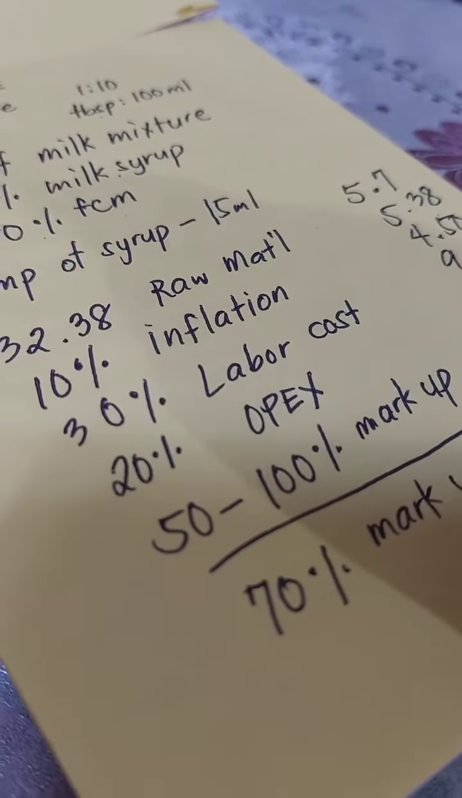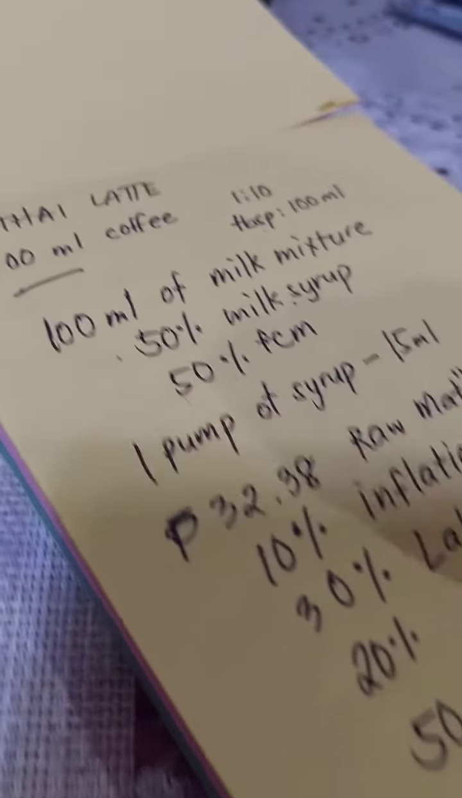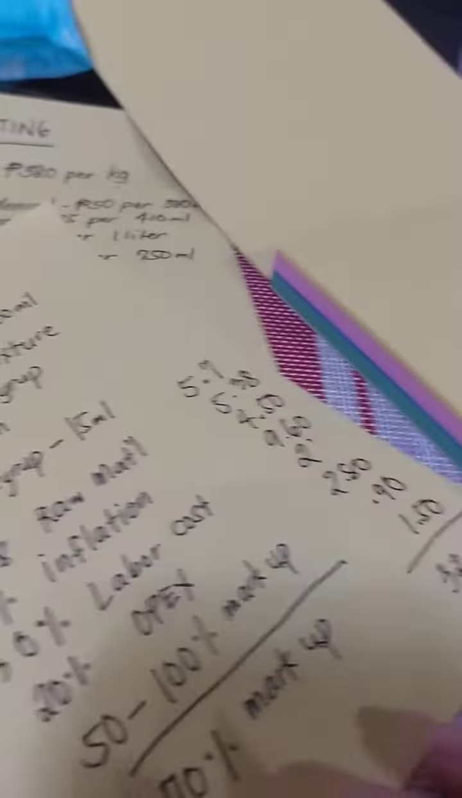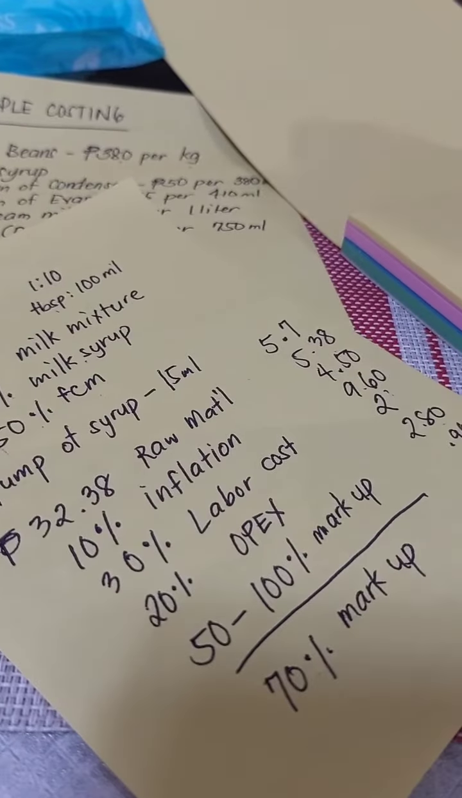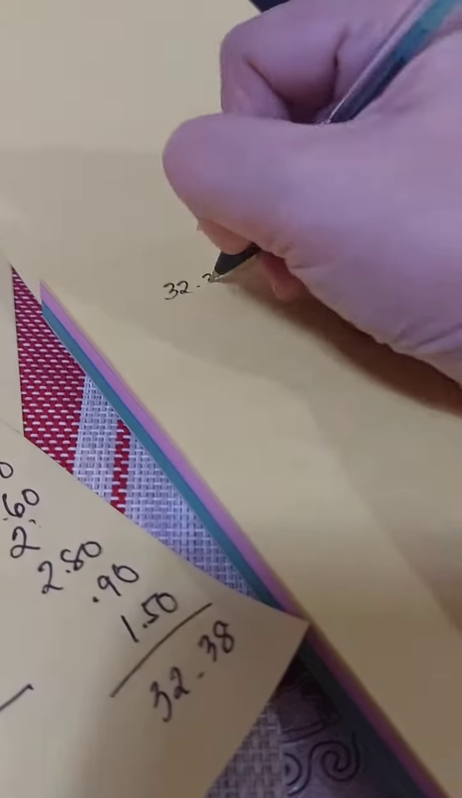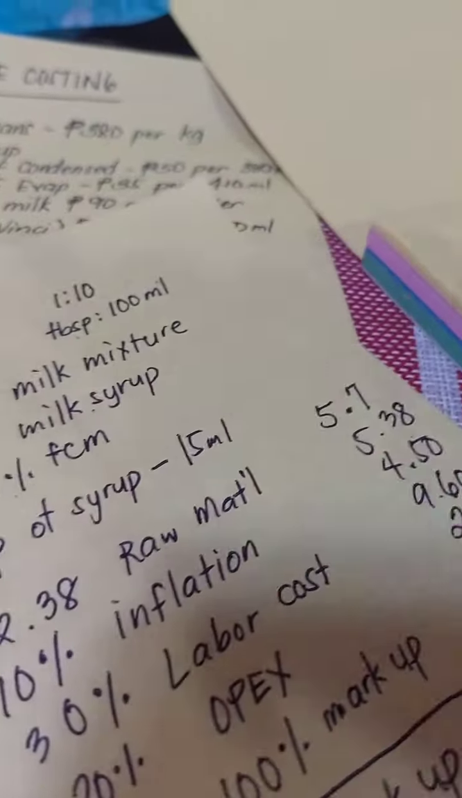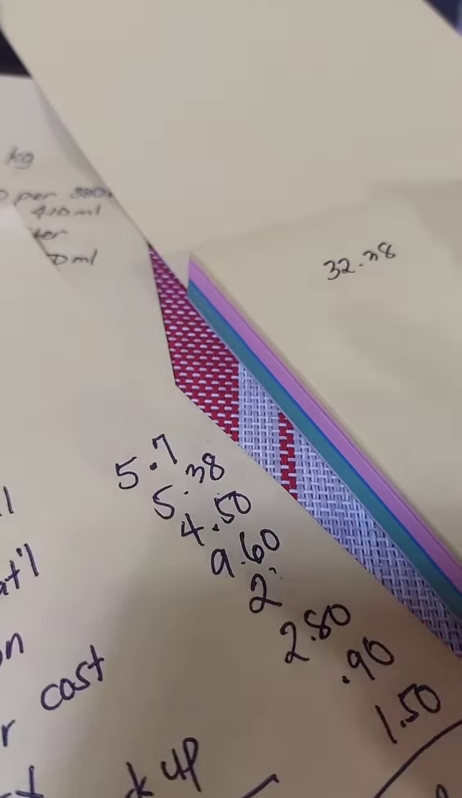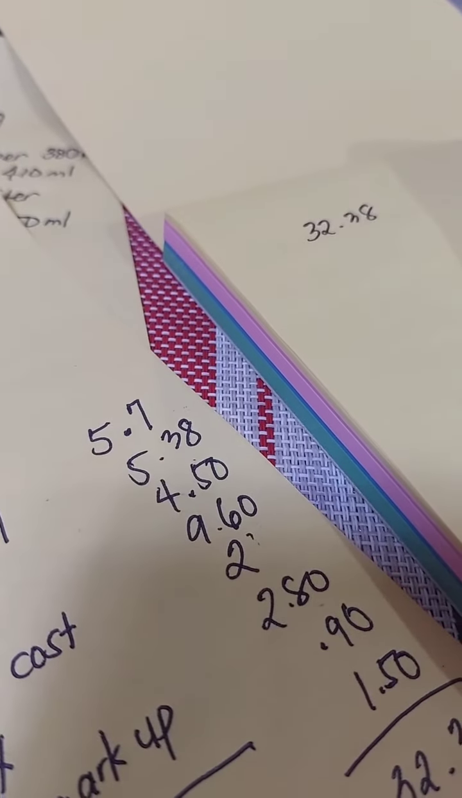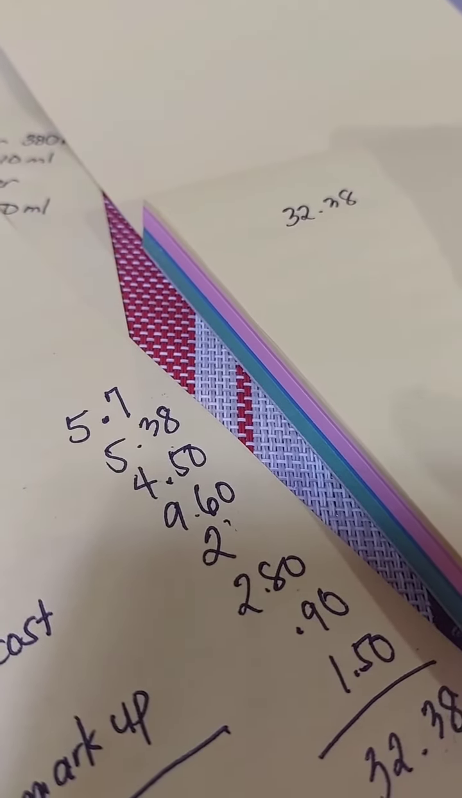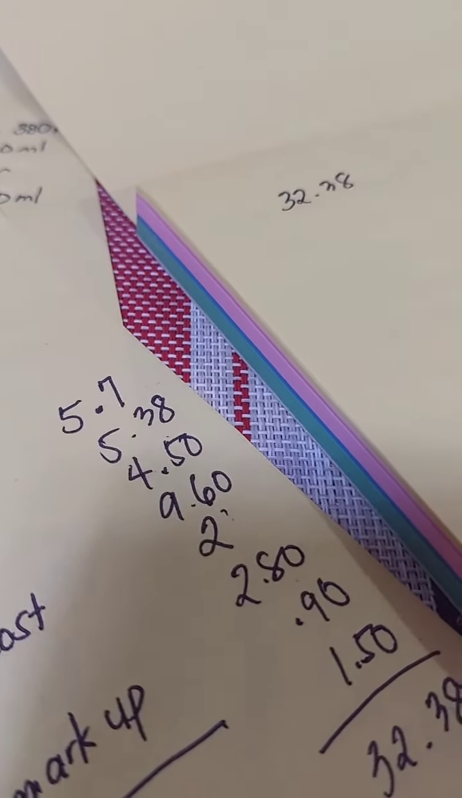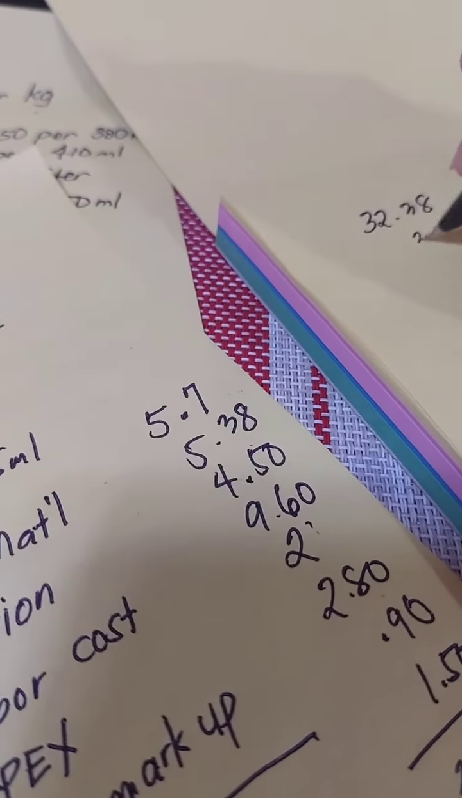So, paano mo na siya i-add? So, let's get another paper. How are we gonna compute this? 32.38, we said to put in 10% inflation. So, 10% of 32.38 is 3.24.